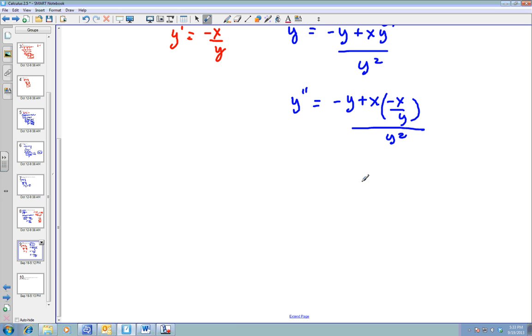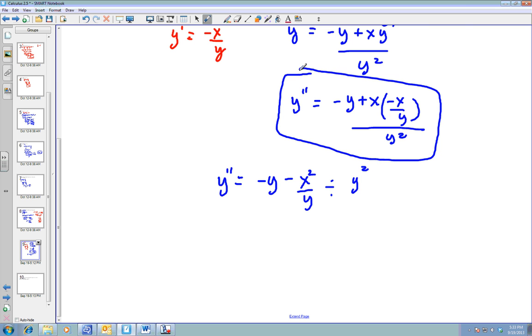Okay, so if you got that far, that's kind of good, but let's fix it a little bit. Negative y, that's minus x squared over y, divided by y squared. If you got this, that's good, but I'm going to show you how to simplify it. Now I need to find a common denominator, which is y. So if this is 1, I need to multiply the bottom and top by y, so that would be minus y squared minus x squared times this reciprocal, 1 over y squared.